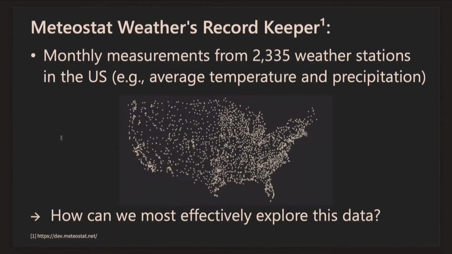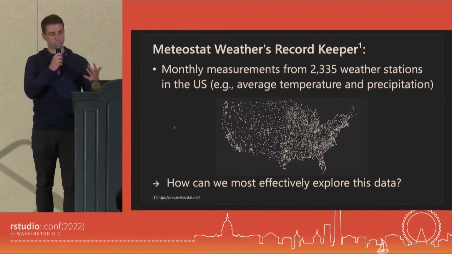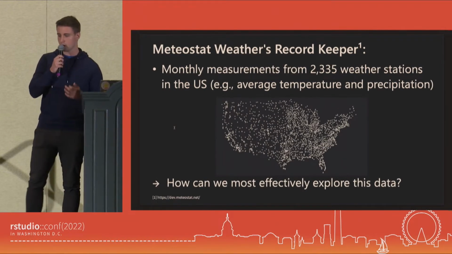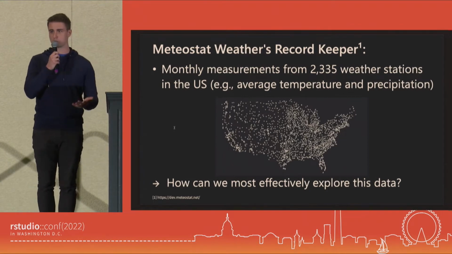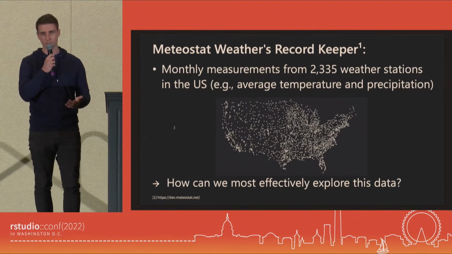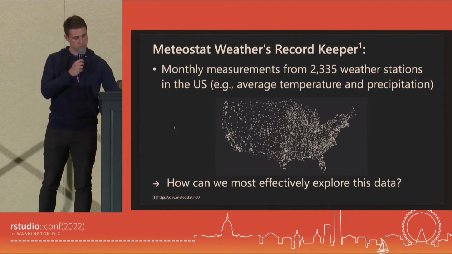Today I'm going to talk about interactive multi-layer maps in Shiny with the leafdown package. For my talk, I'm going to use the Mediastat weather record keeper dataset, which contains monthly measurements from over 2,000 weather stations in the United States, which measure variables such as the average temperature and precipitation. And the question I want to discuss in my talk is, how can we most effectively explore this data using insights into how to solve common problems and overcome the limitations of simple maps?